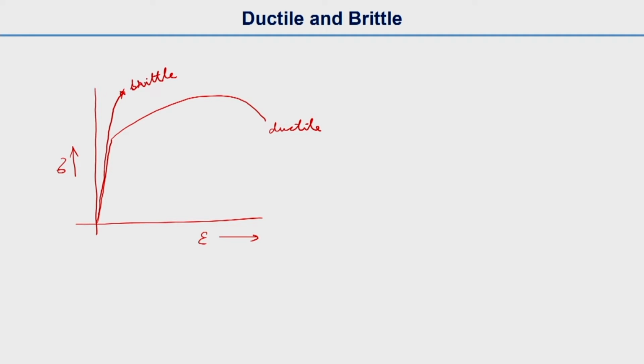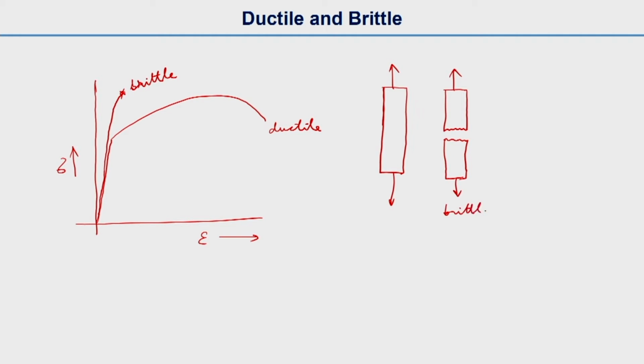So there can be a material which is somewhat less ductile but not exactly brittle. Now if you do a tension test, let's say you have a specimen like this, and you are having a tensile test. What will happen if it is a brittle material? The material will break at the middle, at a flat crack, fracture will happen. So this is a brittle material.